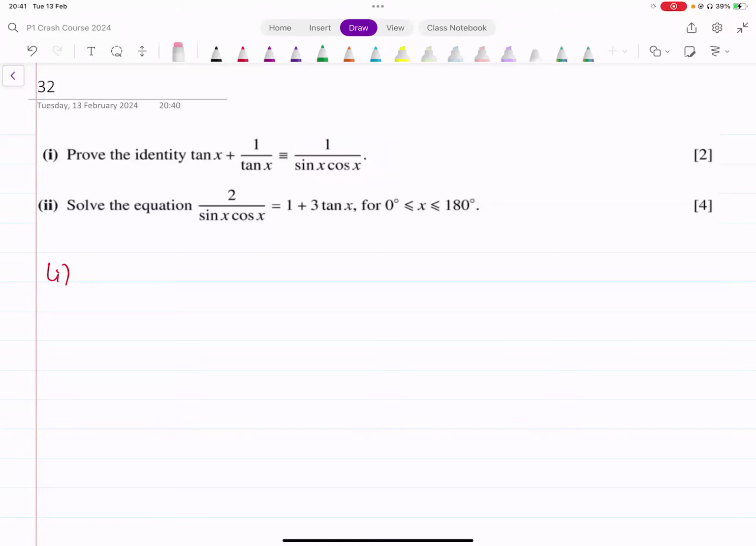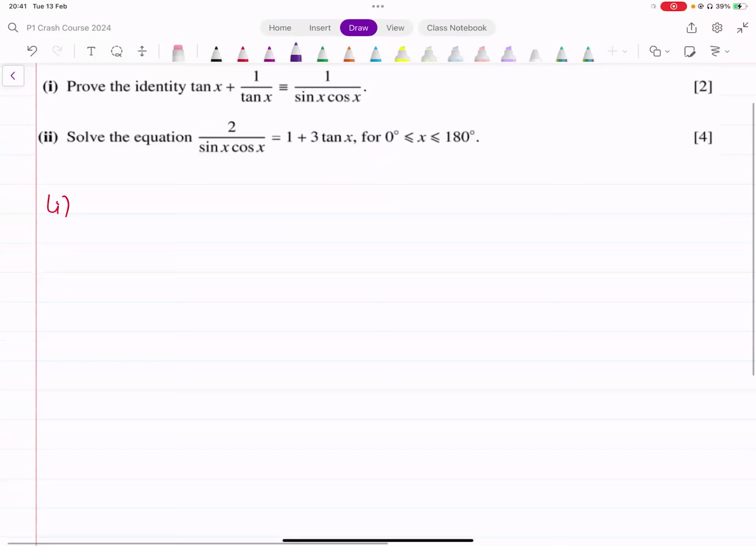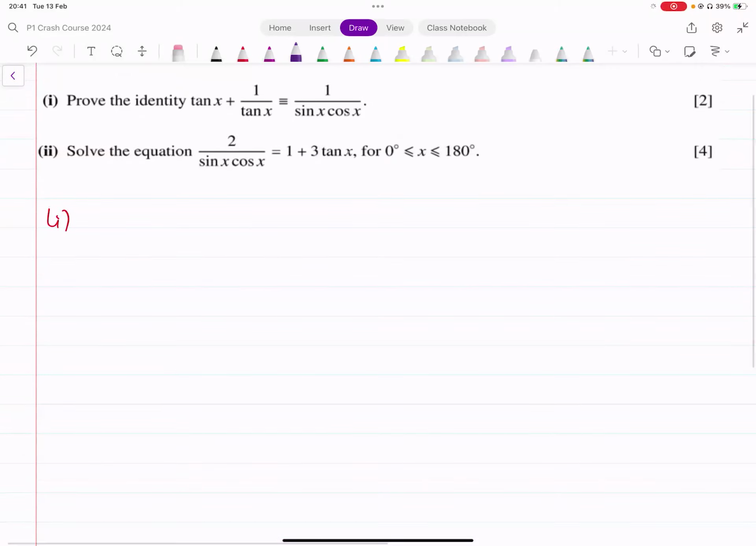In such problems, it's often a good idea to simplify both sides a bit, if you can. Okay, so let's see what we have here. Tan x plus 1 over tan x, that's the left hand side. We should always write them separately so that you know you can't take terms from one side to the other. You can say this is the left hand side. And the right hand side is 1 over sine x into cos x.